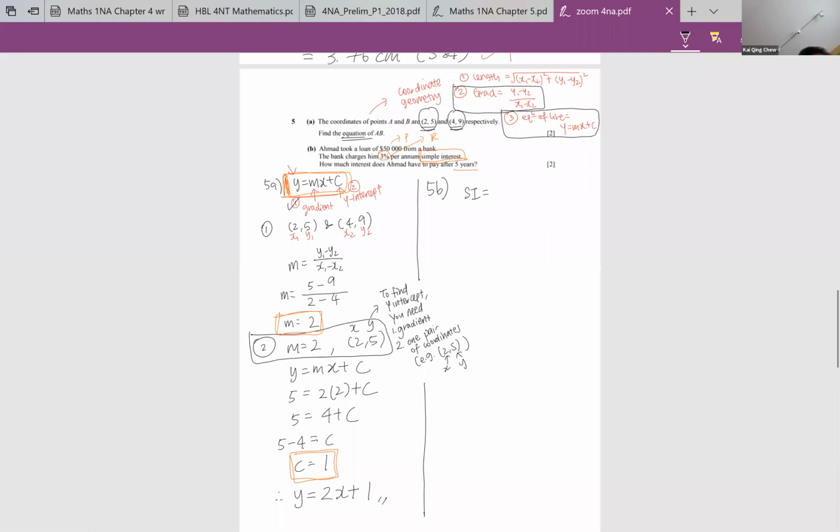P, I help you, first one. P over 1. P something over 100. PRT. Yes, very good. PRT over 100. What is P? P is the principal. Oh, I spelled it wrongly. P is the principal. So basically, how much you deposit or how much you invest, that's the principal. So in this case, this question, how much is the principal?